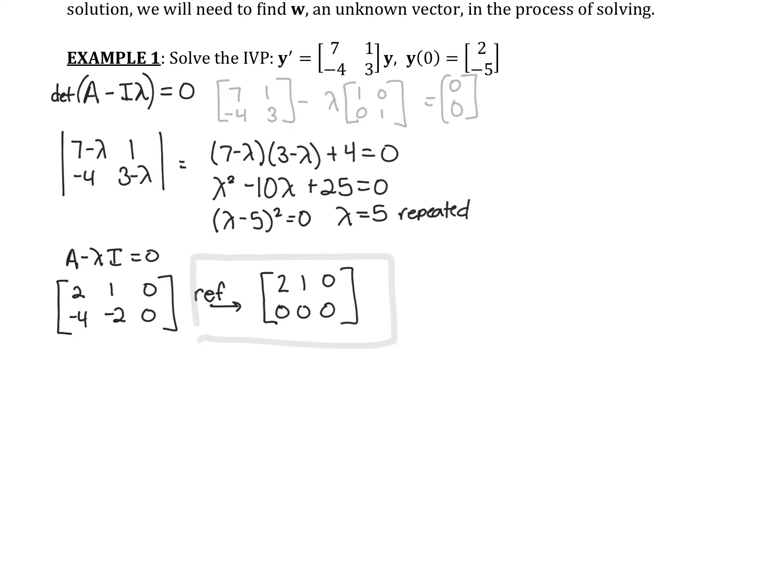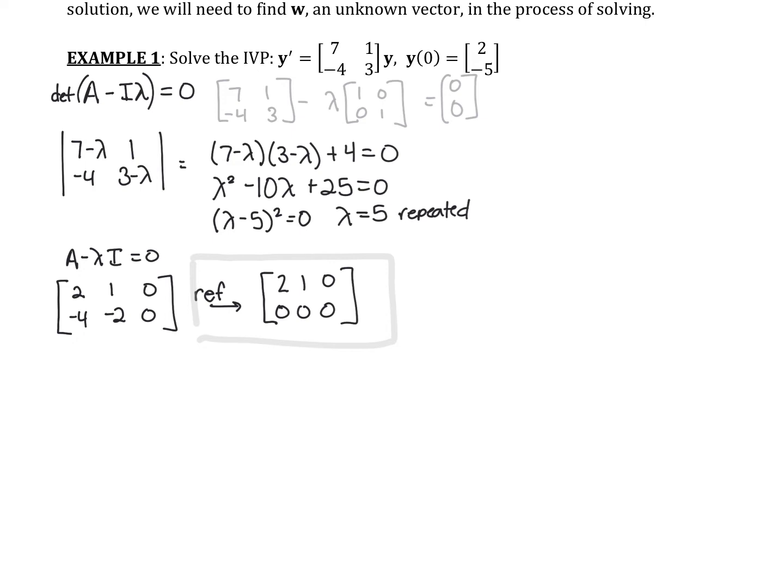Notice that each of the equations, or the rows in the matrix, 2, 1, and 0, negative 4, negative 2, 0, are just scalar multiples of each other. Do you see that? That happens every time. And because they're just scalar multiples of each other, really all we need to do is to consider one of those equations. We don't really need both of them. We just need one of them.